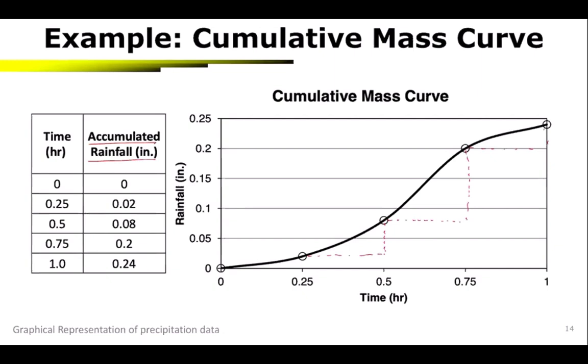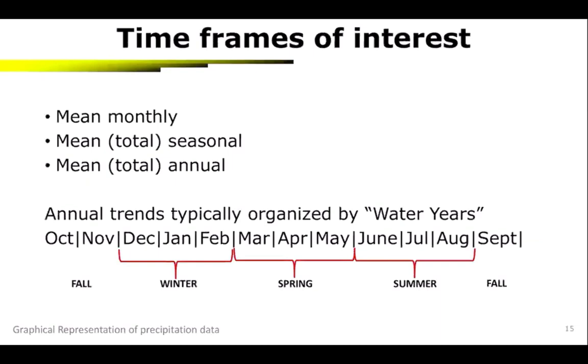Very helpful in showing and determining how much rain we experienced overall, let's say over the year. If you have a longer period of observation, it'll also tell you what seasons give you the most rainfall. It could tell you about the general trends of the watershed that you're evaluating. So, the time frames of interest: a lot of the time we're looking at mean monthly, mean seasonal, or mean annual precipitation.